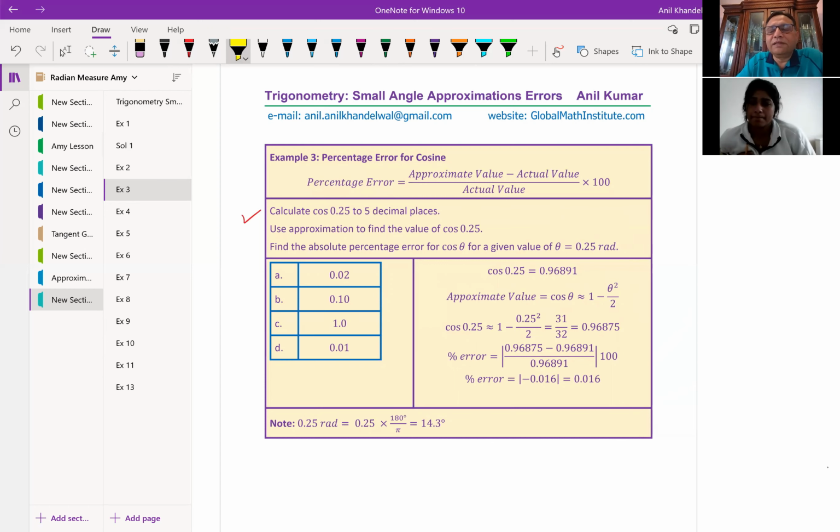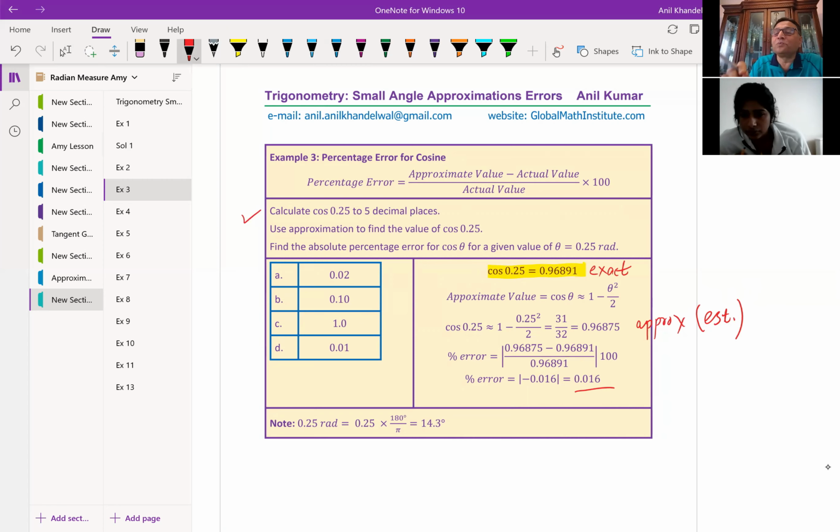radians. So I've done the calculation. When you calculate the value for cos of 0.25, the exact value is this much. And the approximate value is calculated by the formula, which is 1 minus theta square over 2. So 1 minus theta being 0.25, square that and half it, and you get 31 over 32, which is 0.96875. So that is the approximate value, which is the estimated value, correct? Now the percentage error will be the approximate value minus exact value divided by the exact value times 100, and you see the result.